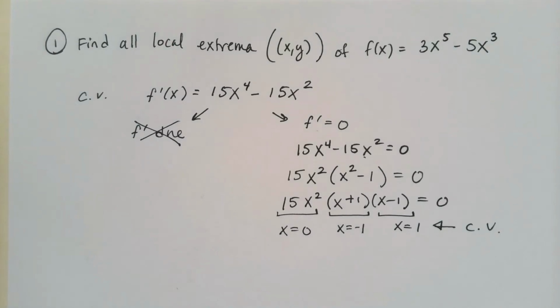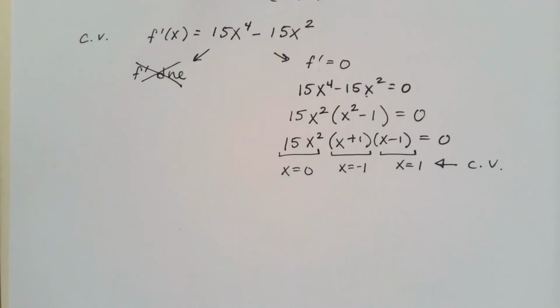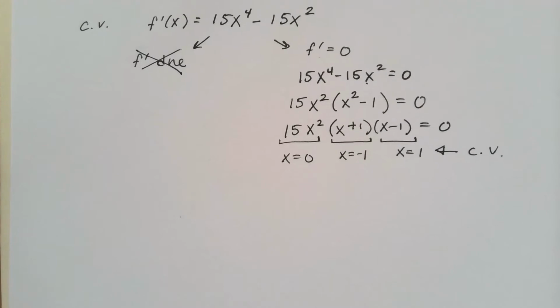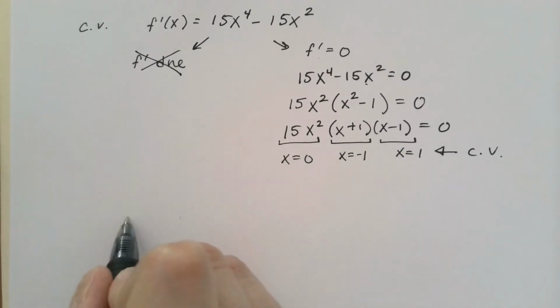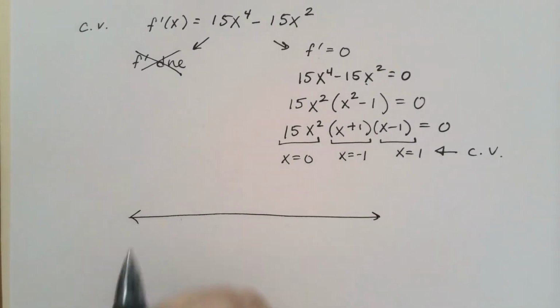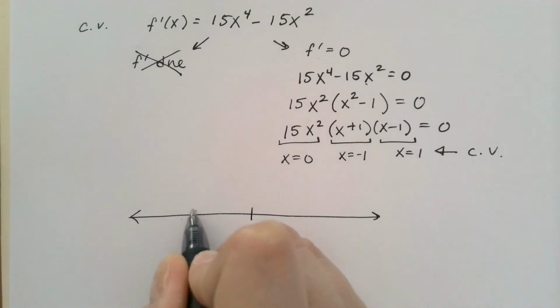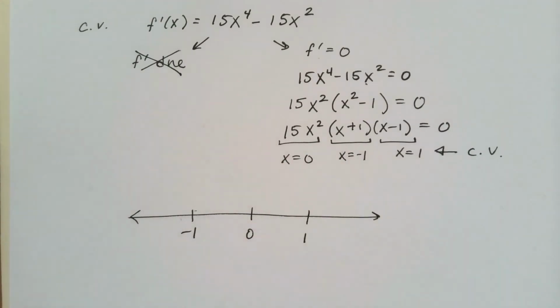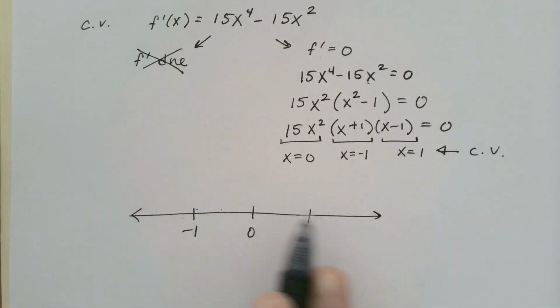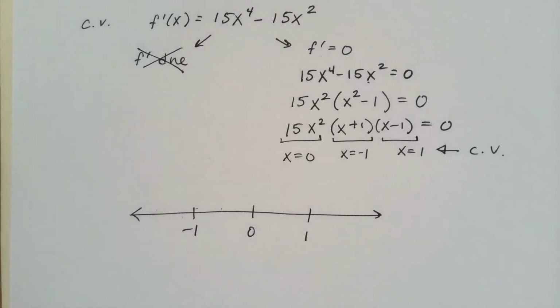Now we're going to take these critical values and move on to the second step, which is testing your derivative in the intervals between. So I'm going to make myself a number line with lots of space, and I'm going to mark all three of these in the correct order on the number line. If 0 is here, negative 1 would be here, and 1 would be here. So we have 1, 2, 3, 4 different sub-intervals to be concerned with. So we have to test different values.